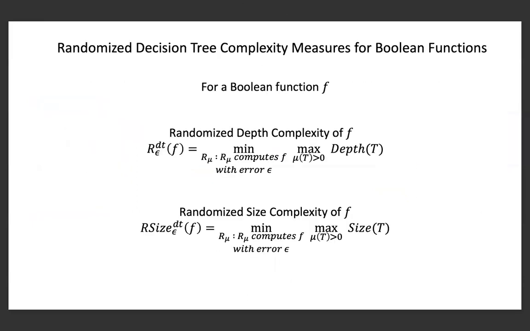Now, similar to the deterministic case, again, we can define the complexity of a Boolean function using randomized decision trees. Okay. For example, the epsilon error randomized depth complexity of a Boolean function f is the minimum depth among all randomized decision trees which compute f with error epsilon. And similarly, the epsilon error randomized size complexity for a Boolean function f is the minimum size among all randomized decision trees which compute f with error epsilon.